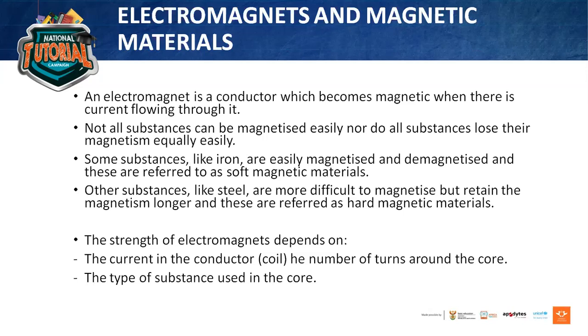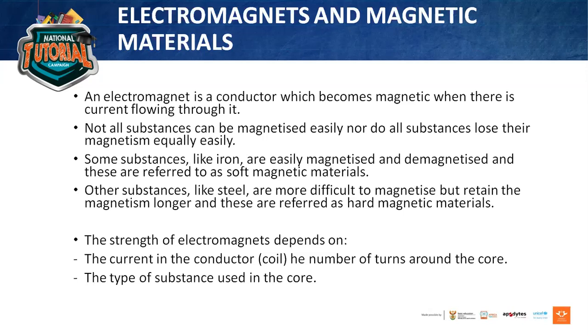So not all substances can be magnetized easily, nor do all substances lose their magnetism equally and easily. So what does this mean? It only means that it depends on the type of material that you're using, whether it's a strong magnet or it's a weak magnet. You understand? So that's what it means.